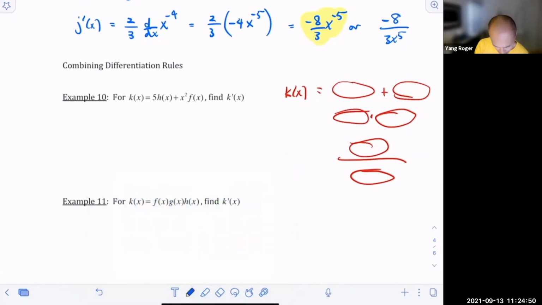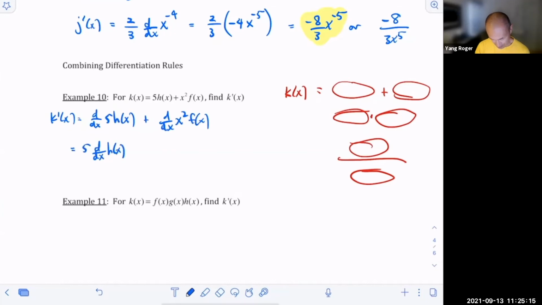So this is going to be K prime of X is equal to the derivative of 5h of X plus the derivative of X squared f of X. Now, when I look at the second guy over here, I need the constant multiple rule. So this guy is going to be 5 times the derivative of h of X. And what rule do I need for this part? Hopefully we can see what rule we need for this guy.